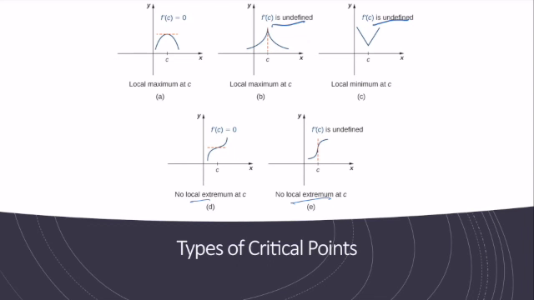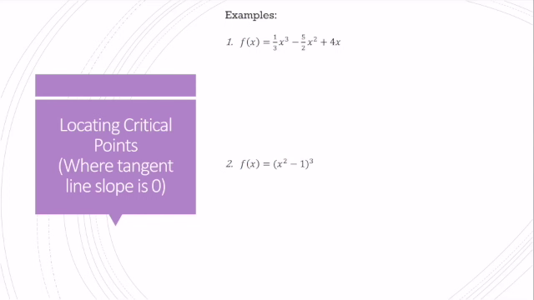So let's go through an example. I have 1/3 x cubed minus 5/2 x squared plus 4x, and this is going to be defined over negative infinity to positive infinity. So let's take its derivative. f prime of x equals x squared minus 5x plus 4. Okay, so I need to find where f prime of x equals 0. The first thing I need to do is factor this.